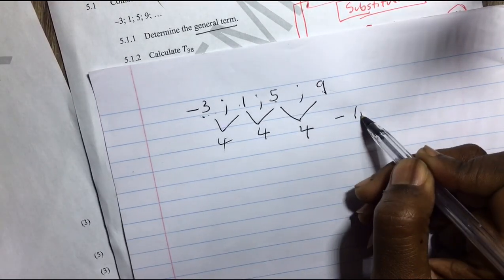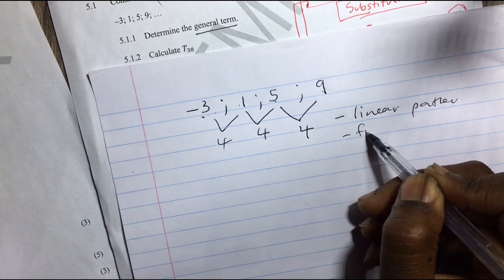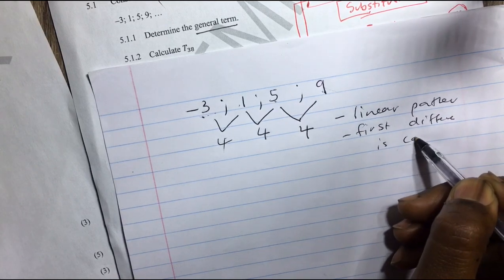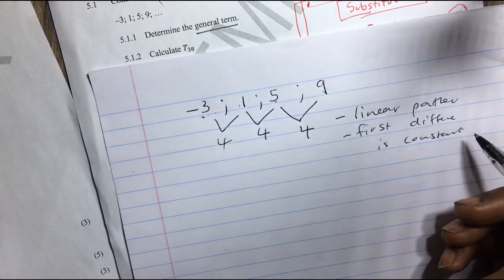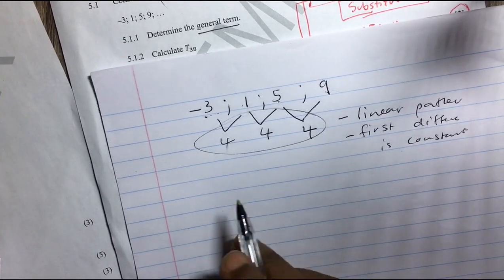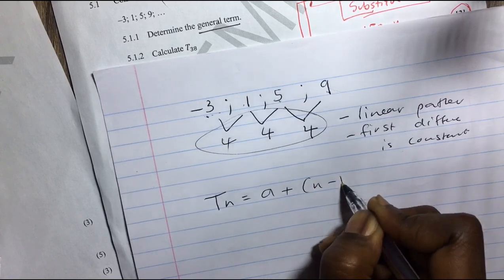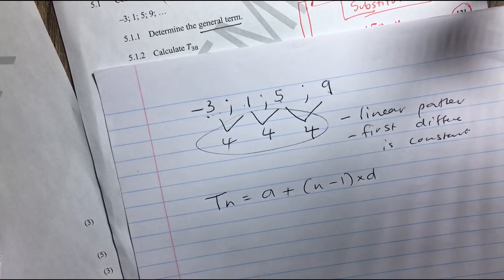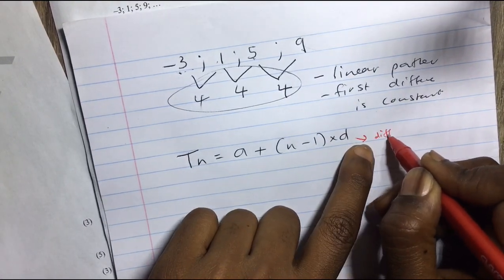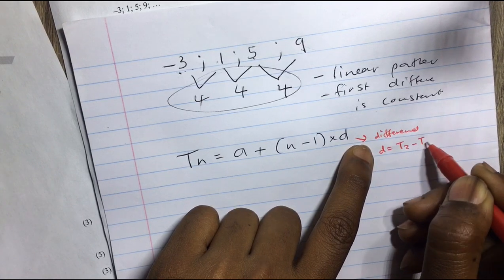It's a linear pattern. How do I know it's a linear pattern? Because the first difference is constant. Can you see? I'm adding the same number all the time. So the formula for this one is that, where d is the difference, and I get it by saying T2 over T1.